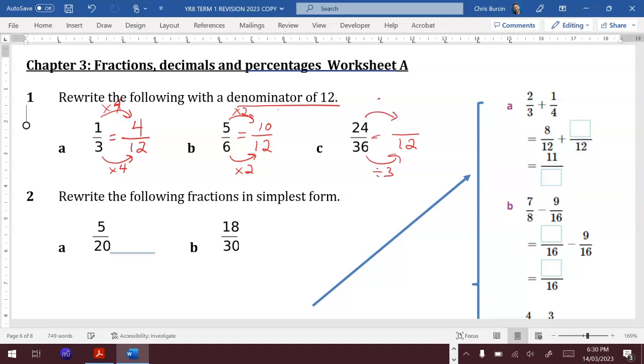Same thing. To get an equivalent fraction, I do the same operation on the top. 24 divided by 3 gives us 8 over 12. So that is a denominator of 12. That's what we were asked for.